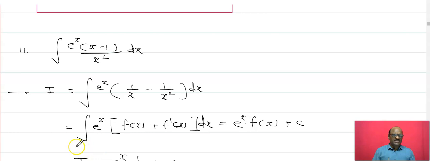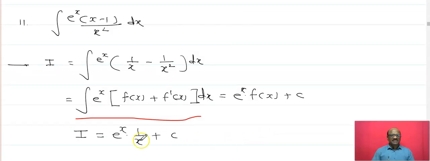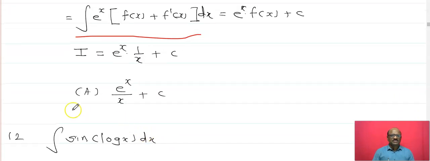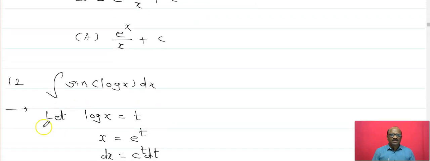What's its integral? This is our formula: integral e raised to x in bracket f of x plus f dash of x is nothing but e raised to x into f of x plus c. Therefore I is equals to e raised to x. What is f of x? F of x is 1 upon x. Therefore I is equals to e raised to x into 1 upon x plus c. This is the answer. That is option A is the correct one.